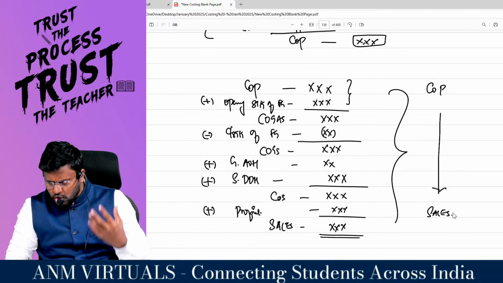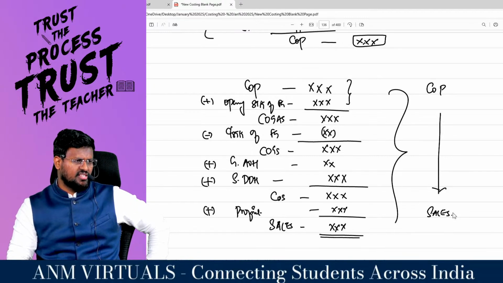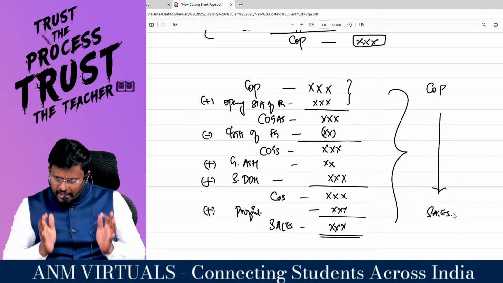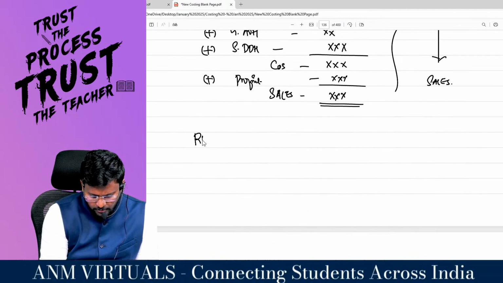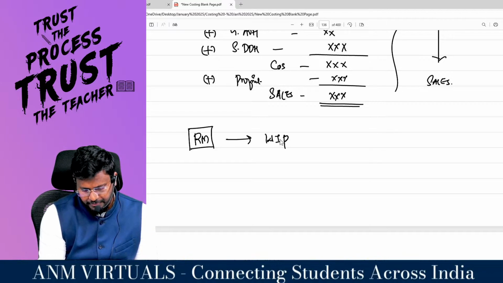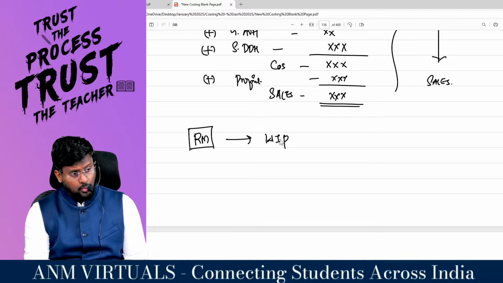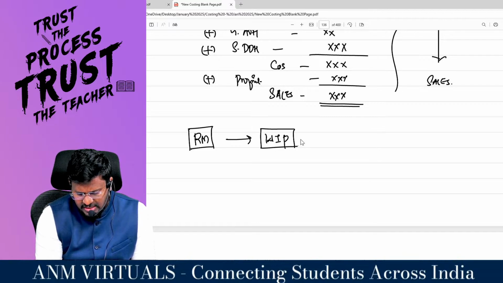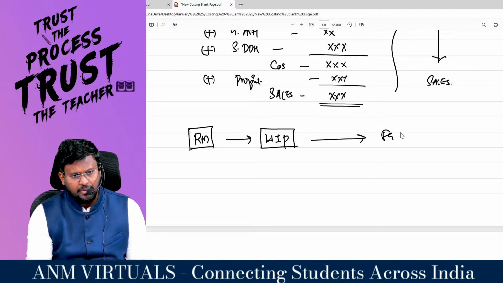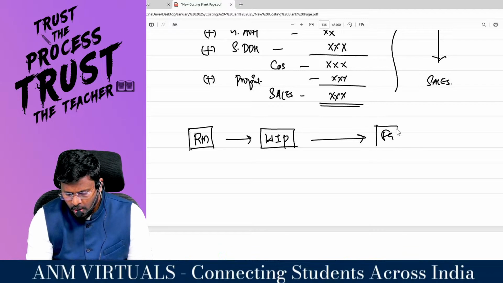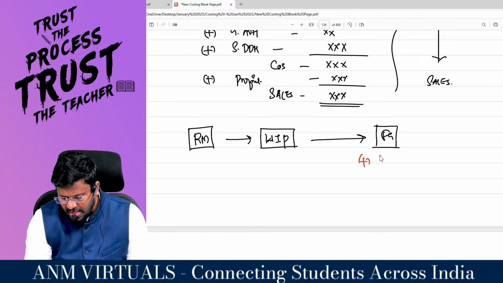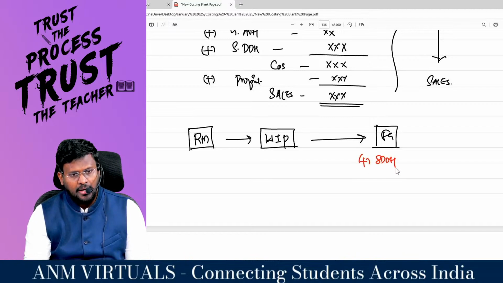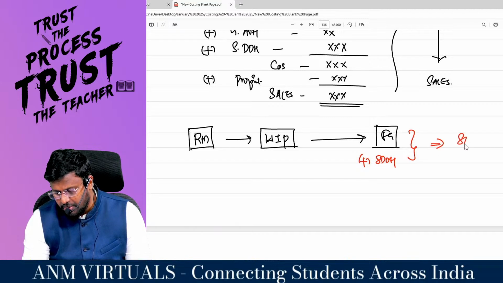So actually, what is happening in an organization? This is what is actually happening. Raw material is converting into WIP. WIP is converting into finished goods. We are incurring selling and distribution overhead, and this finished goods becomes sales.